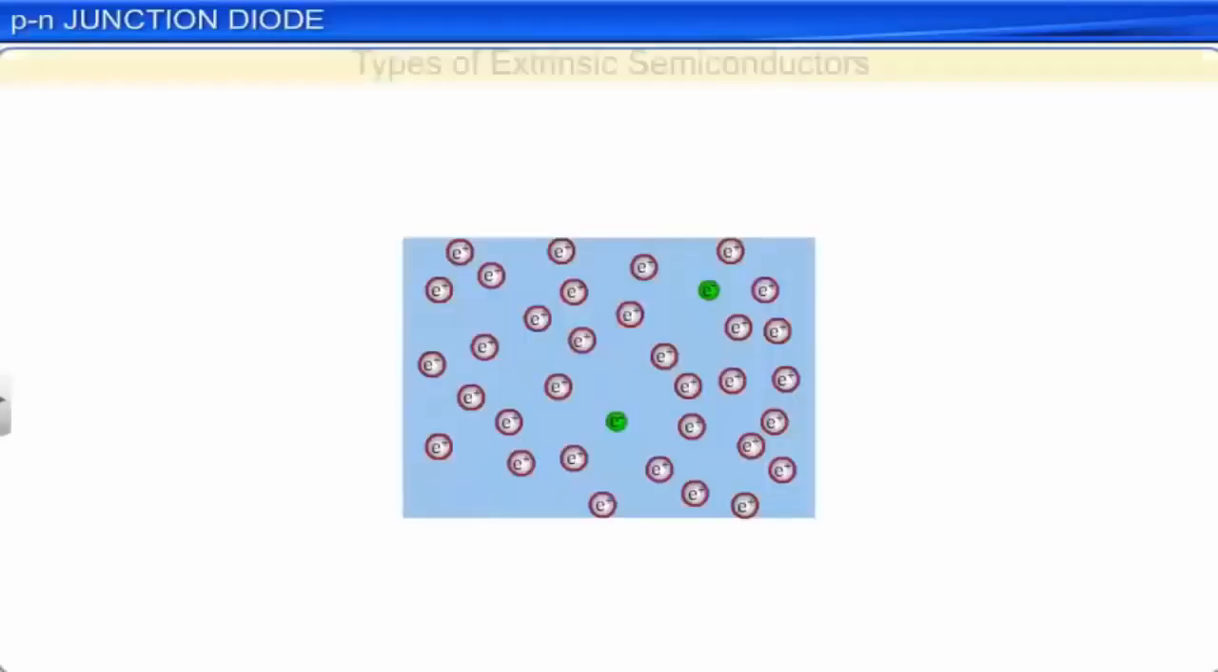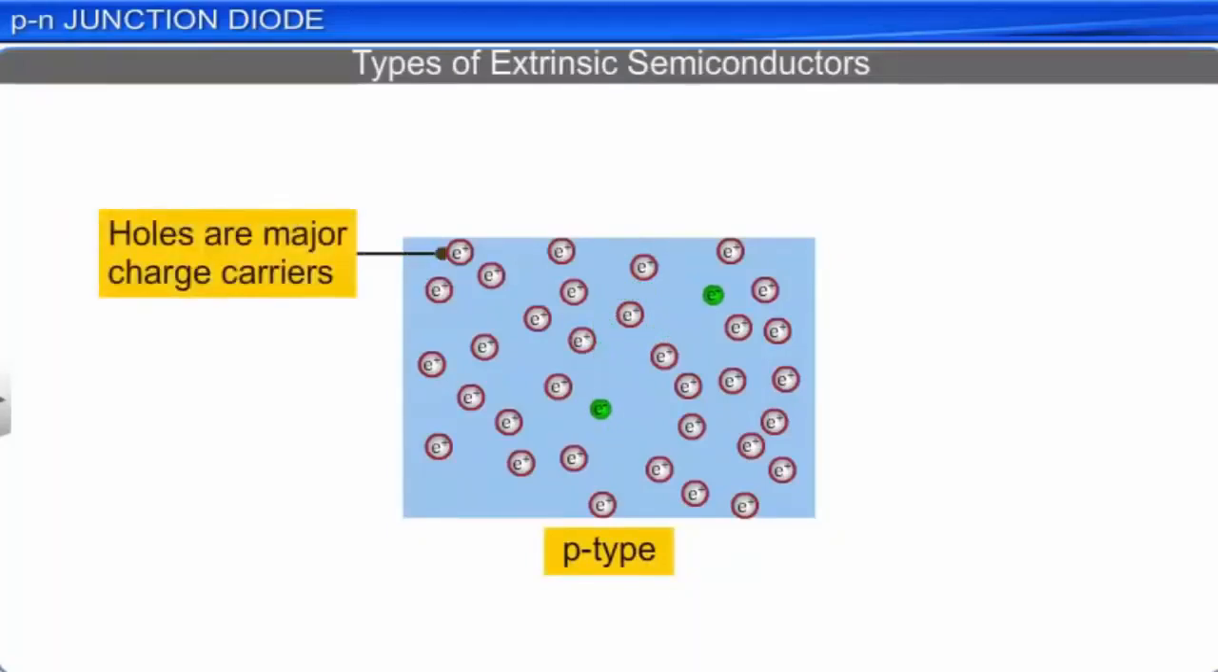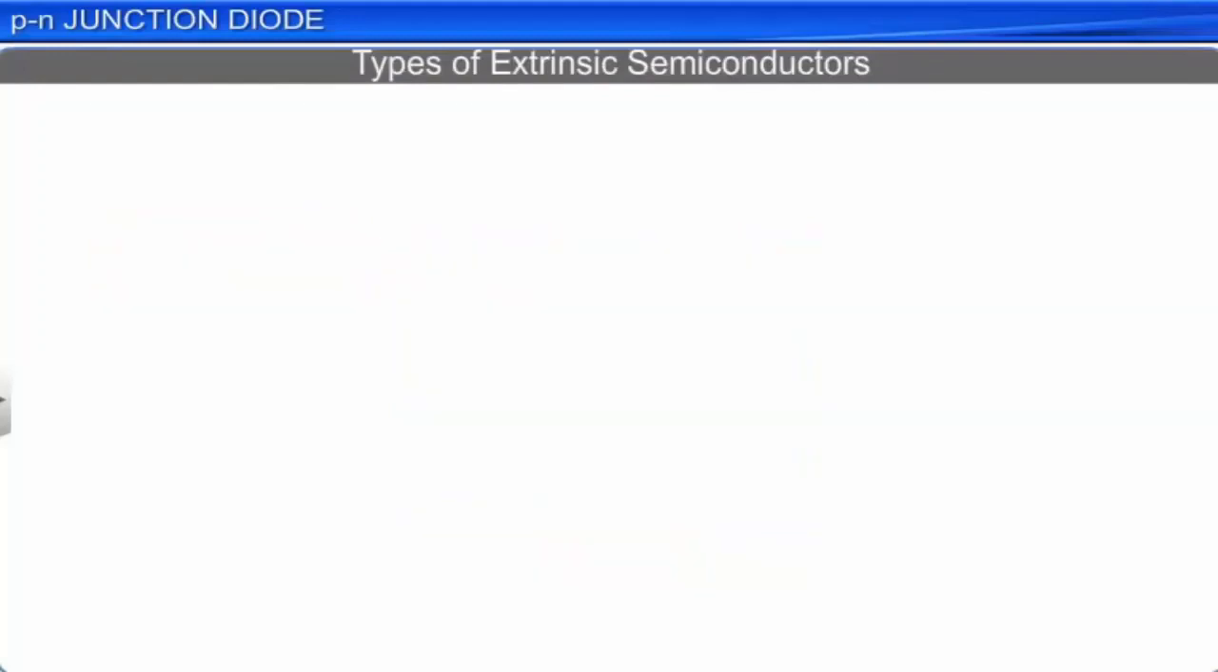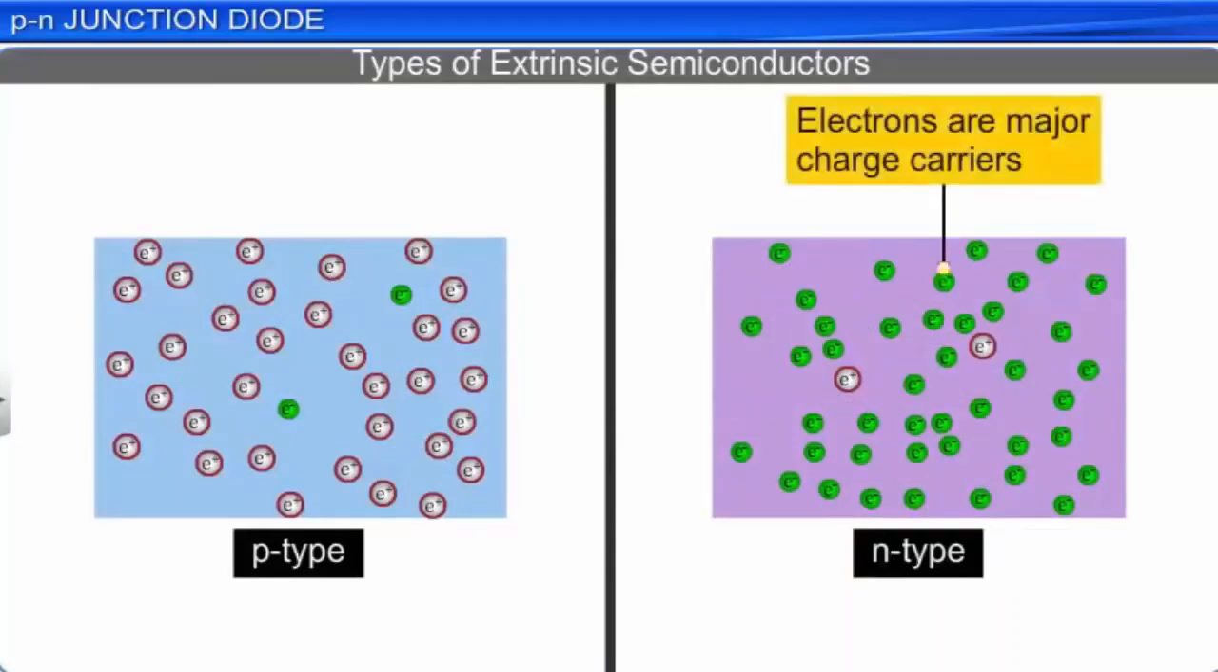Let us recollect that extrinsic semiconductors are of two types. P-type semiconductors, in which the doping agents are the trivalent impurities, and in which the majority charge carriers are holes. And N-type semiconductors, in which the doping agents are the pentavalent impurities, and in which the majority charge carriers are electrons.